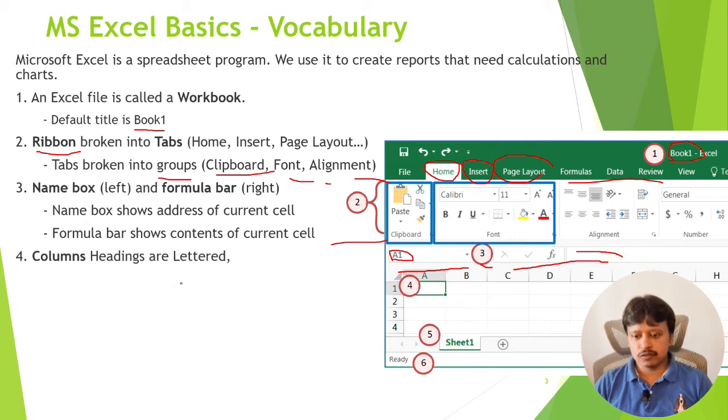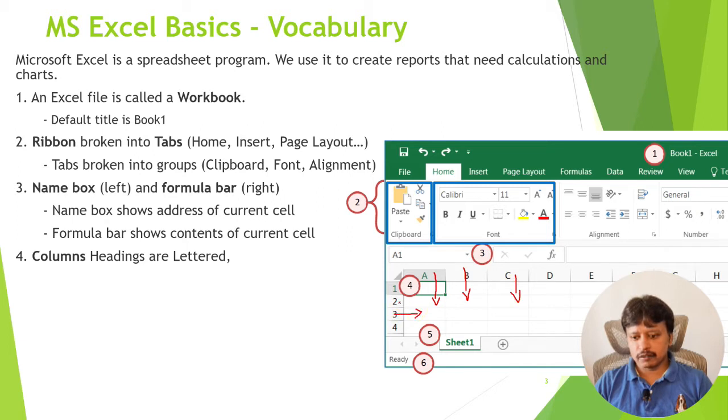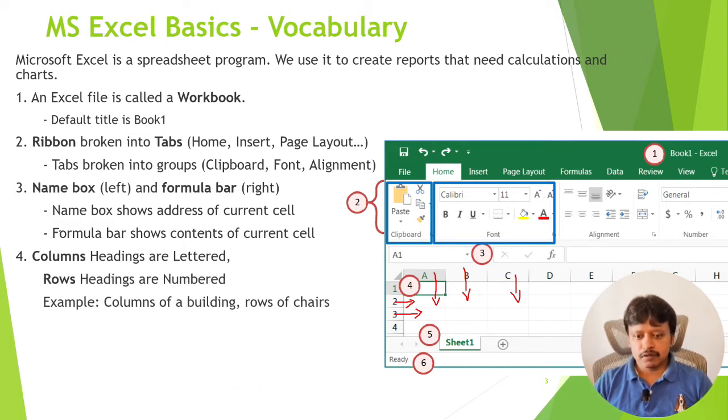And the fourth one we see here, these are the columns. You can see these are all columns, and the rows are numbered. The names of the rows are numbered and the names of the columns are lettered, right? As an example, while constructing a building you might have seen columns vertically, and for rows I can give an example: the chairs have been arranged in rows.